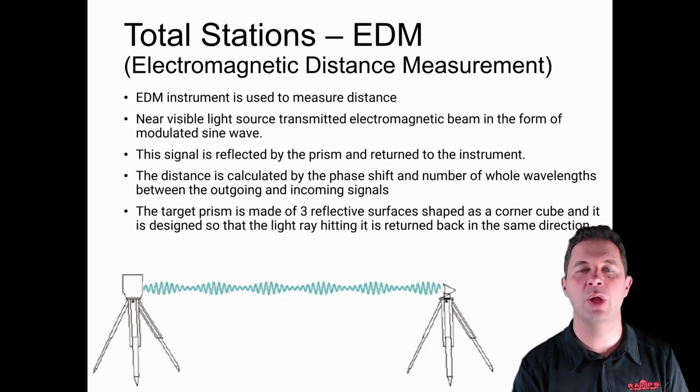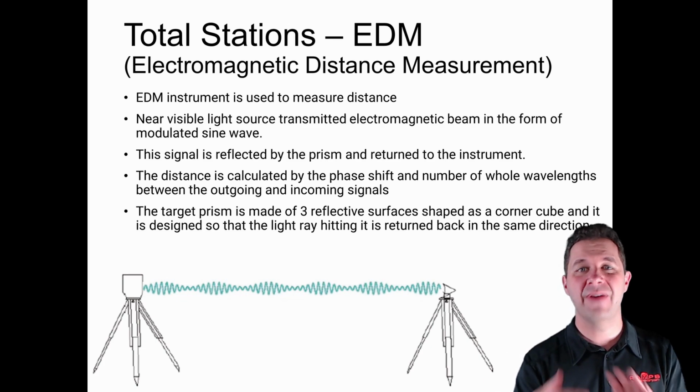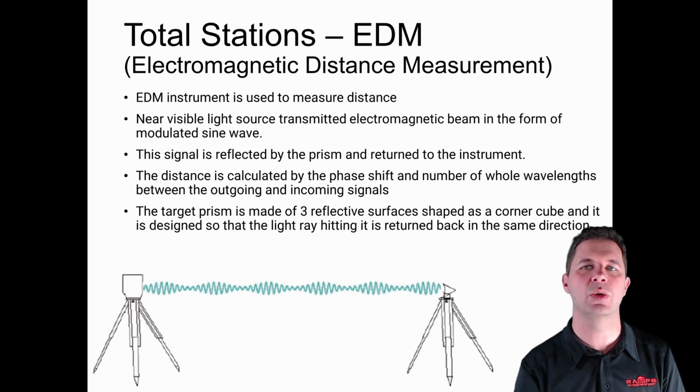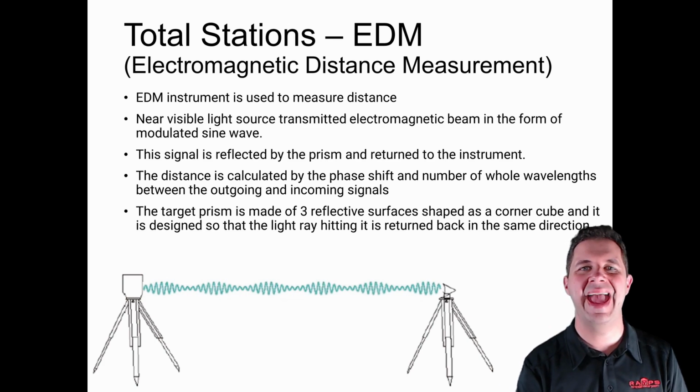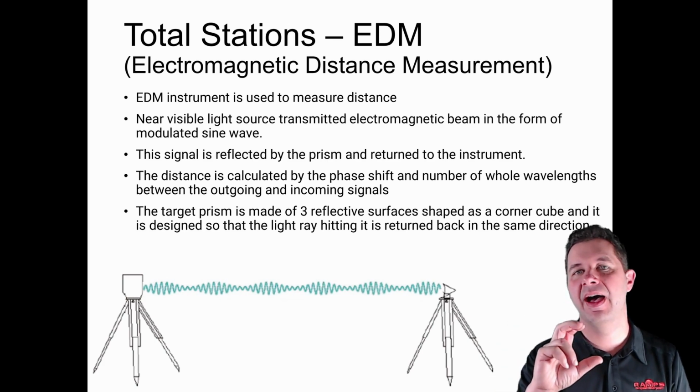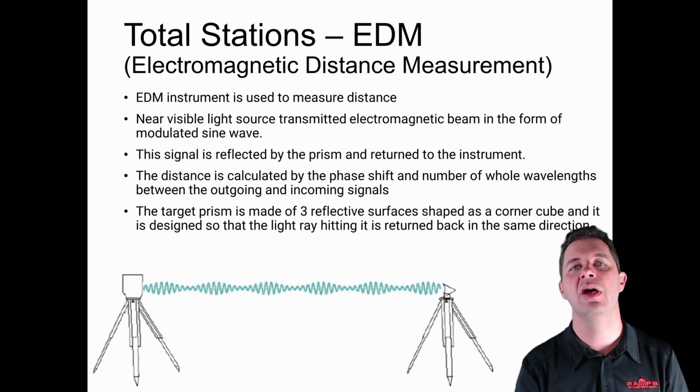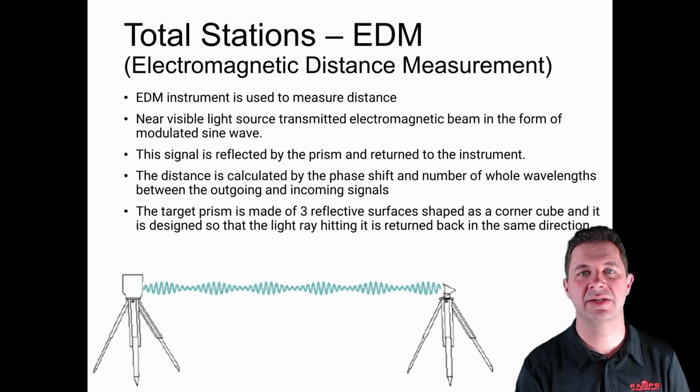In EDM, we're using a light that's not visible to a human eye, and we're looking at the phase change of that light as it's reflected back from a special reflector disc, which someone will be holding out in the field. So we're looking at how many whole wavelengths we have, and coupling that with the phase change, we can very accurately work out what our distance is from the particular point that we're trying to survey.